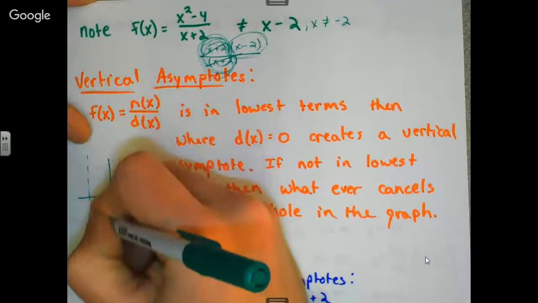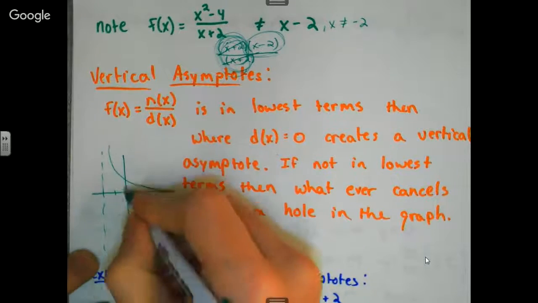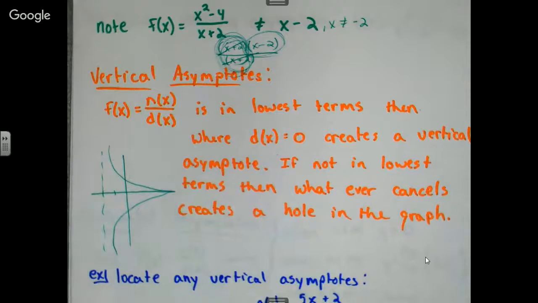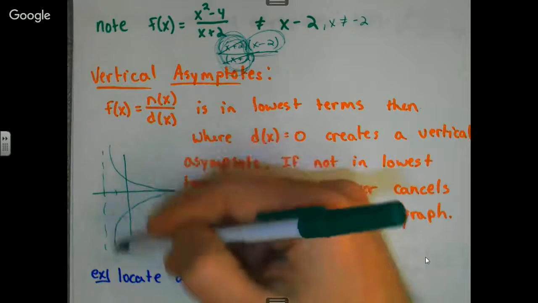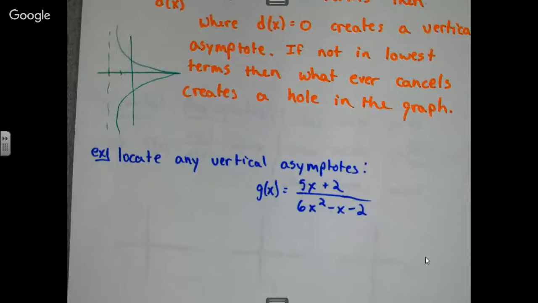So that's that imaginary vertical line that my graph can't pass. There's a vertical line there that I cannot cross. Okay, so locate the vertical asymptotes.